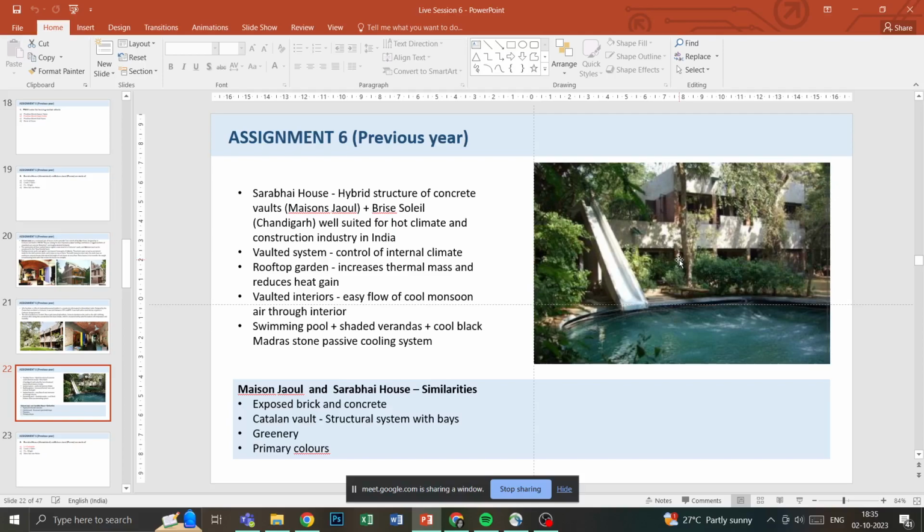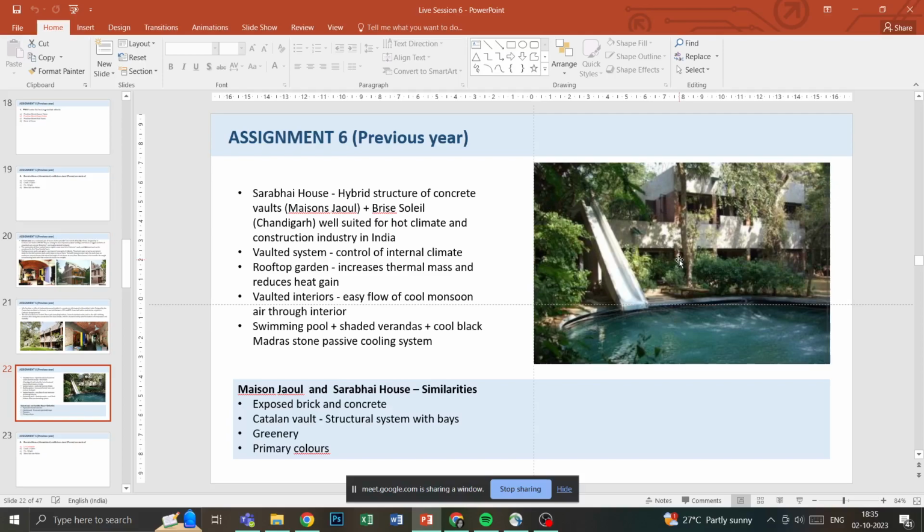So rooftop garden was given in this house also, Villa Sarabhai or Sarabhai house. It increases the thermal mass and it reduces heat gain. So because of adding rooftop garden, you can reduce the heat gain in the building, in the sense that if you're aware of it, amongst all the surfaces of a building or a house that is exposed to sun, ceiling takes most of the heat in. We get most of the heat from the ceiling.